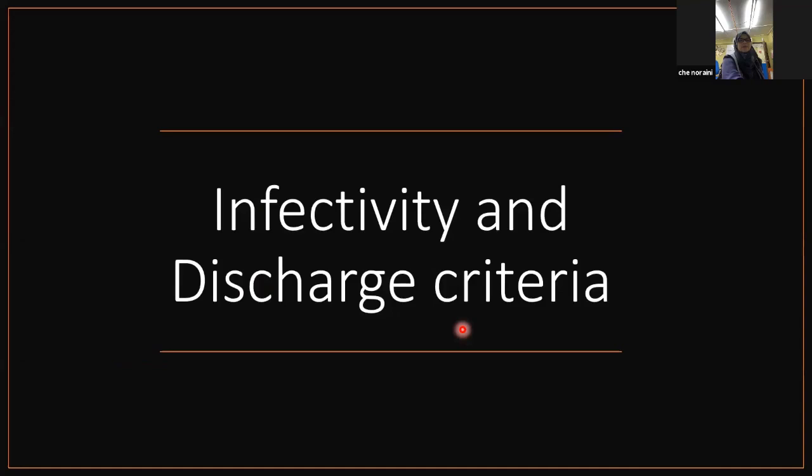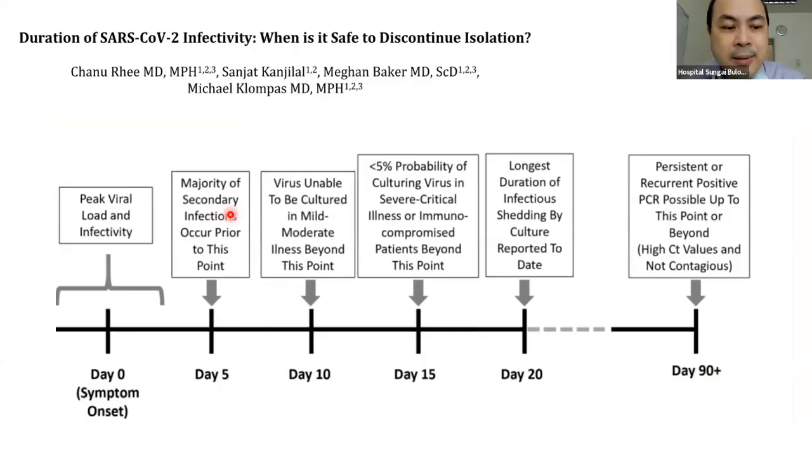There's some slides on infectivity and discharge. I mentioned the peak viral load is around the time when the symptoms start, and the majority of secondary infections occur then. That means you spread COVID to another person usually before day 5 of your illness. After day 5, the viral loads in your body are actually quite low. Once they are quite low, the chances of you spreading is much less. And they have found that beyond 10 days, they can't even culture the virus anymore. That means the virus is so little that it can't be cultured after day 10.